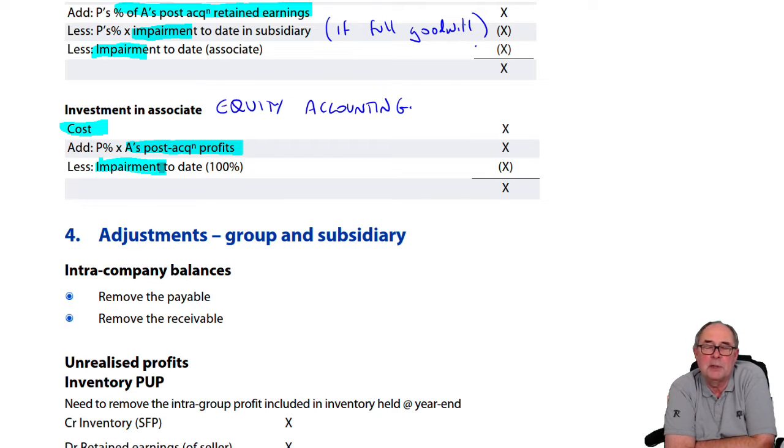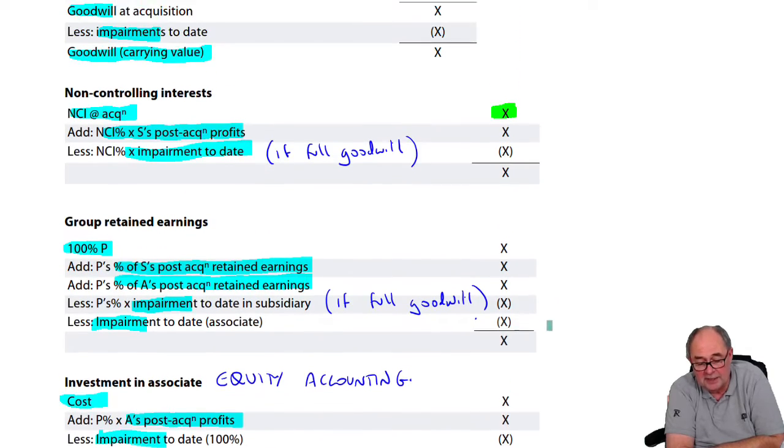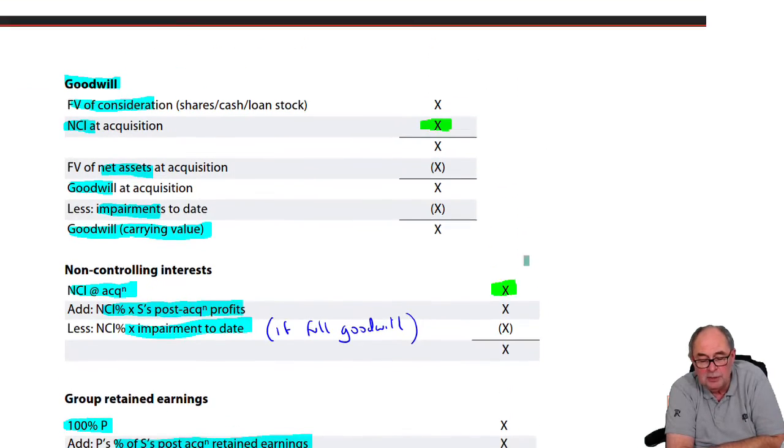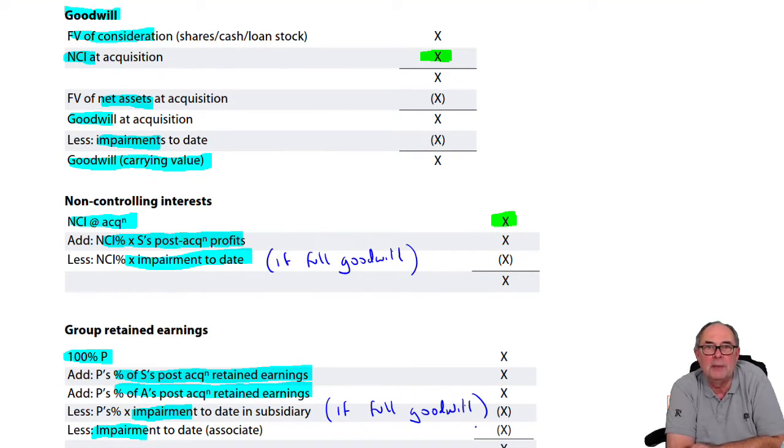So what does equity accounting mean? It means what you invested in the first place plus share of profits. There are my basic workings, and you clearly need to learn those. You need to learn them better than your middle name.